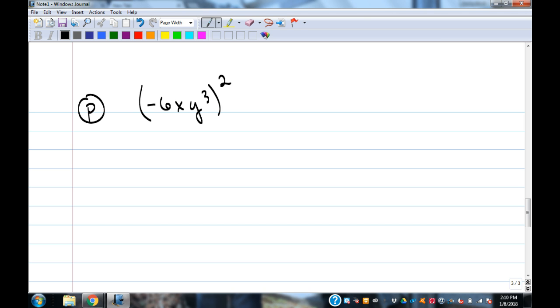So what's the exponent on the negative 6? 1. What's the exponent on the x? Okay, exponent on the y? 3. Okay, so then it's just distributive property with the exponent that's outside. So we end up with negative 6 squared, x squared, y to the 6th. Why did I put negative 6 in parentheses?